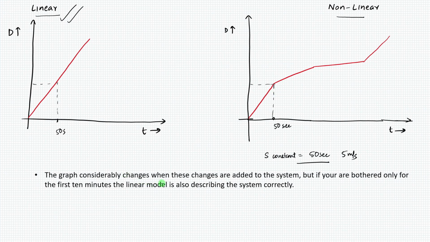The graph considerably changes when these changes are added to the system. You see, the graphs are completely different. But if you are only bothered about the first 50 seconds, the linear model is also describing the system correctly. This is the point I want to make. For accuracy, you might have to go for non-linear. But if your demand is only at the point where the linear analogy also fulfills your purpose, then you can very well go for the linear analysis. That is what we are going to do in our engineering circuit analysis also. For whatever accuracy or constraint we are putting on the system, we can use linear circuit analysis.